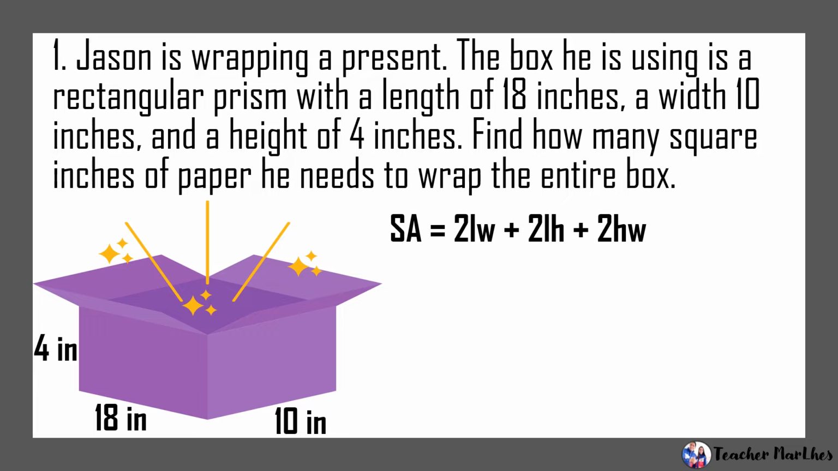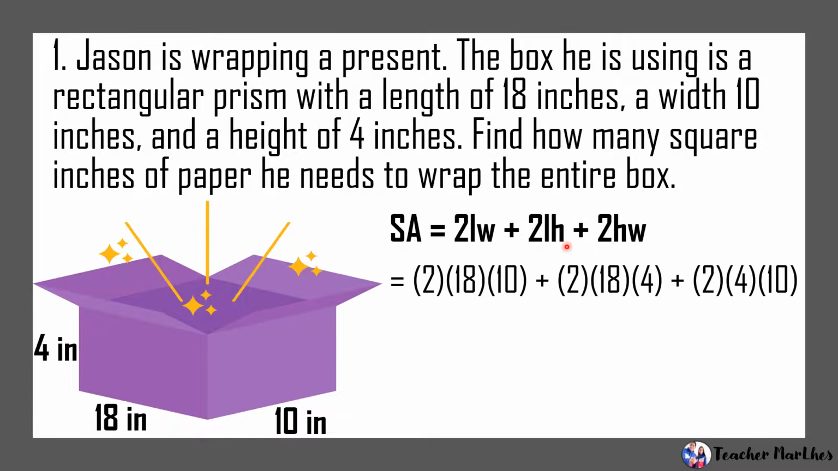So, para mahanap kung ilang square inches ng papel ang kailangan para ma-wrap yung entire box, we will use the surface area of a rectangular prism. So, this is the formula. So, 2 times length times width plus 2 times length times height plus 2 times height times width. So, papalitan lang natin yung mga value nito. So, 2, then length is 18, width is 10, 2, so length is 18, height is 4, then we have 2, h or height is 4, width is 10.